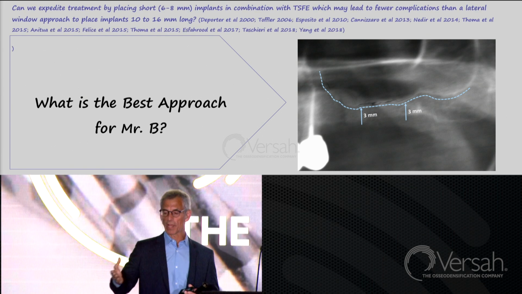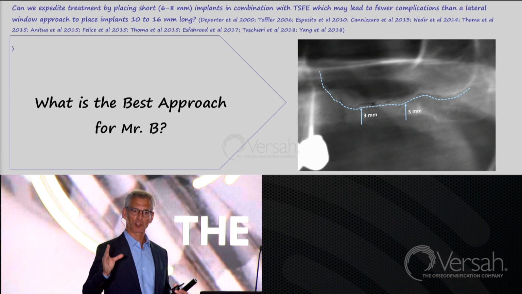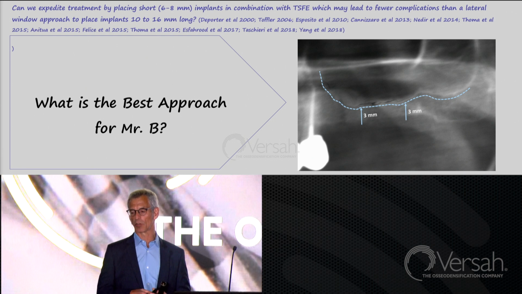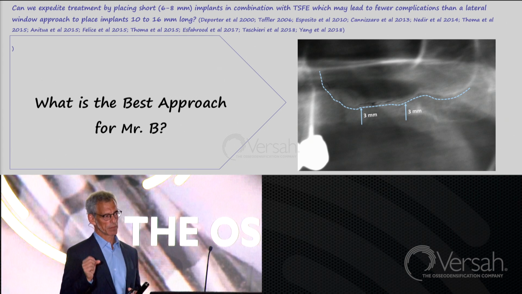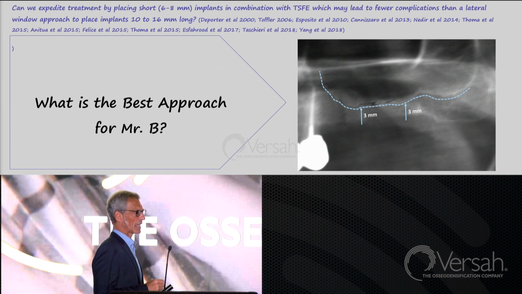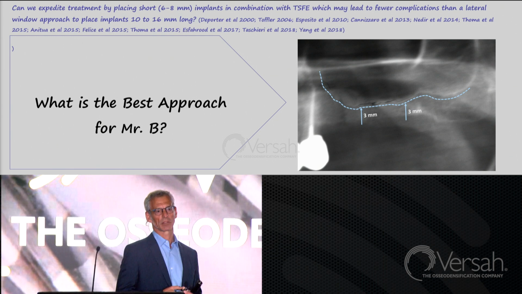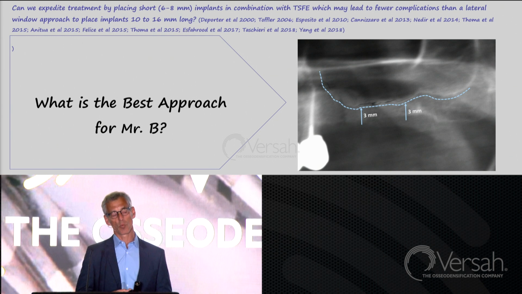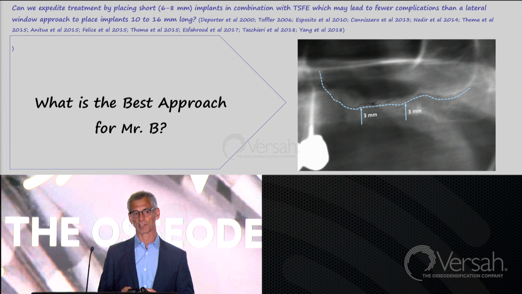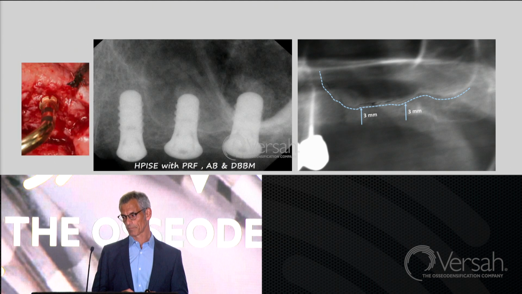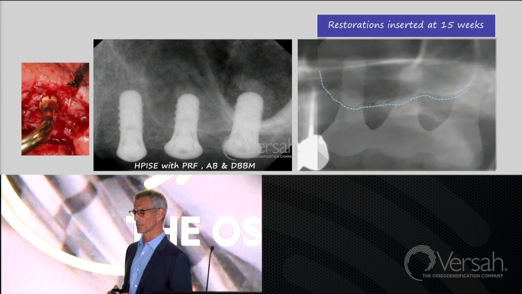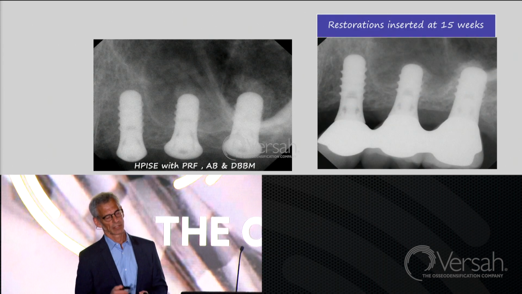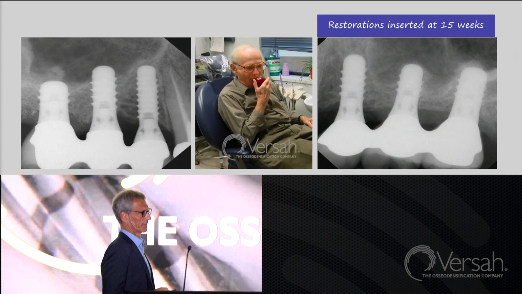I would ask you, can we expedite his treatment by placing short 6 to 8 millimeter long implants in combination with a transalveolar lift, which would be much less invasive than a lateral window to place 10 to 16 millimeter long implants? You want to be busier in your office? Say yes. Transalveolar lift, hydrodynamic, 8 millimeter long implants, 15 weeks later, and a week later on the other side.